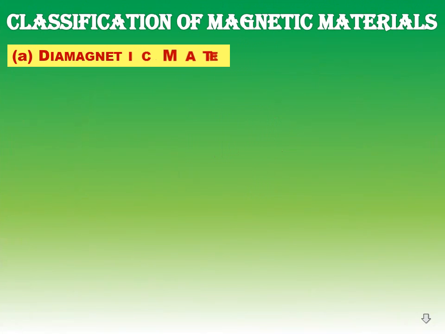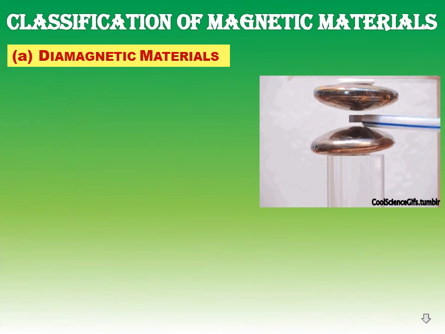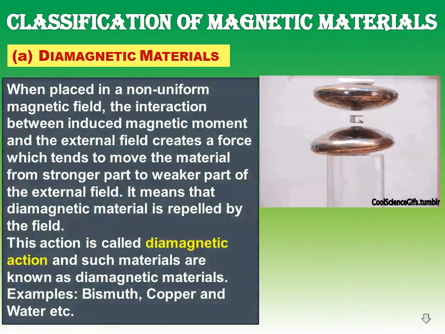First of all, let's see the diamagnetic materials. This is an example of a diamagnetic material, which is used to levitate trains. When placed in a non-uniform magnetic field, the interaction between the induced magnetic moment and the external field creates a force which tends to move the material from the stronger part to the weaker part of the external field.